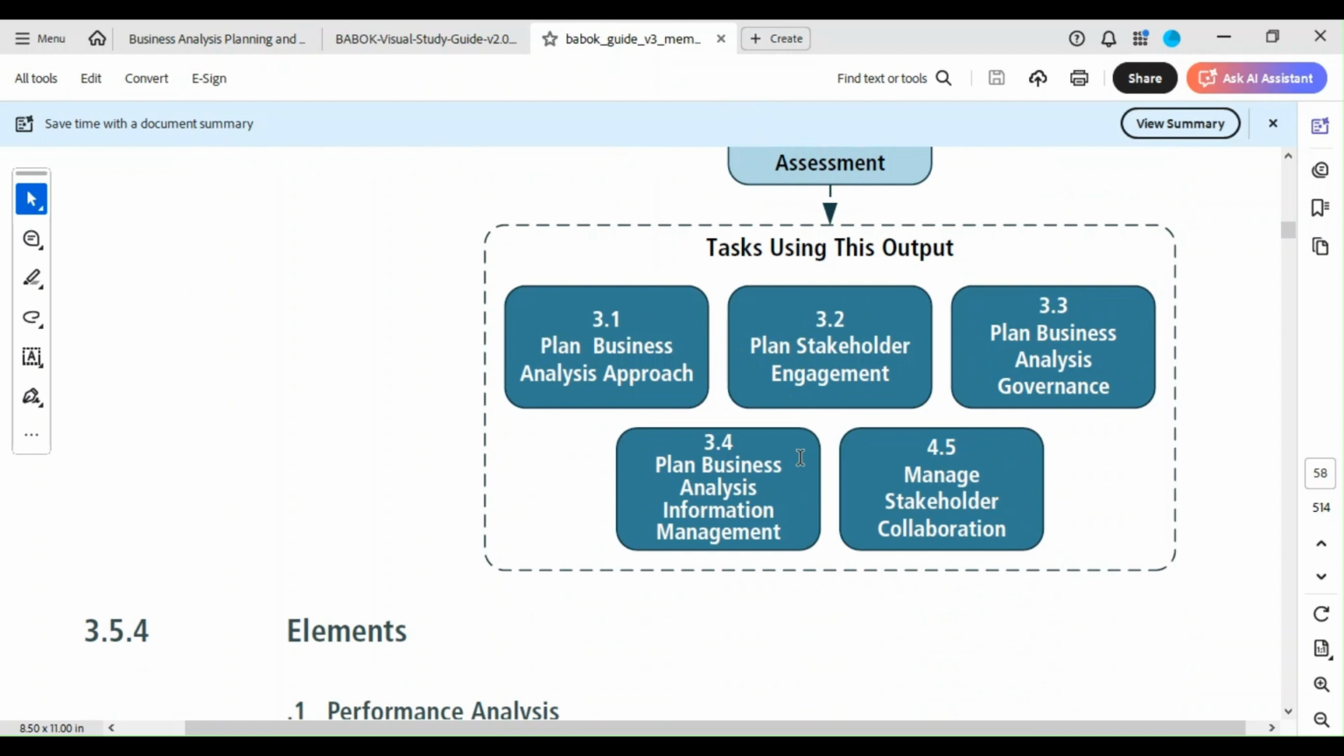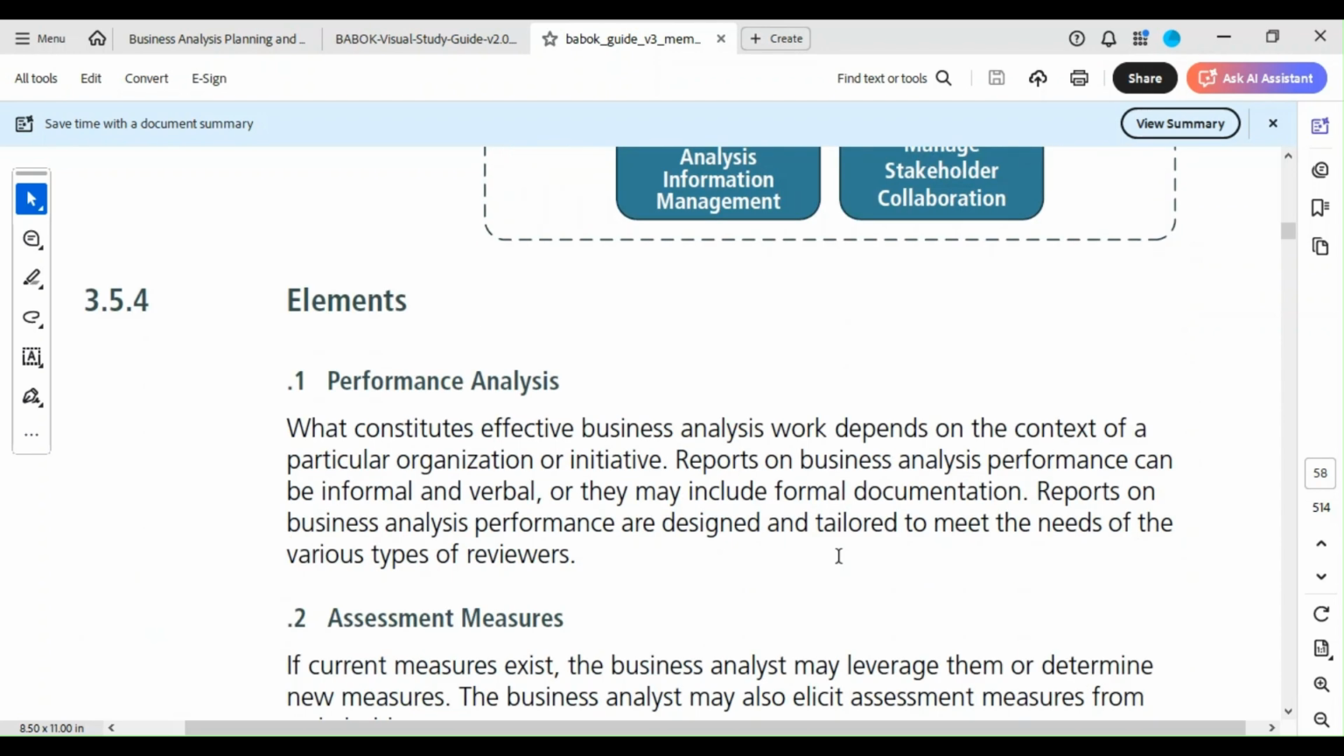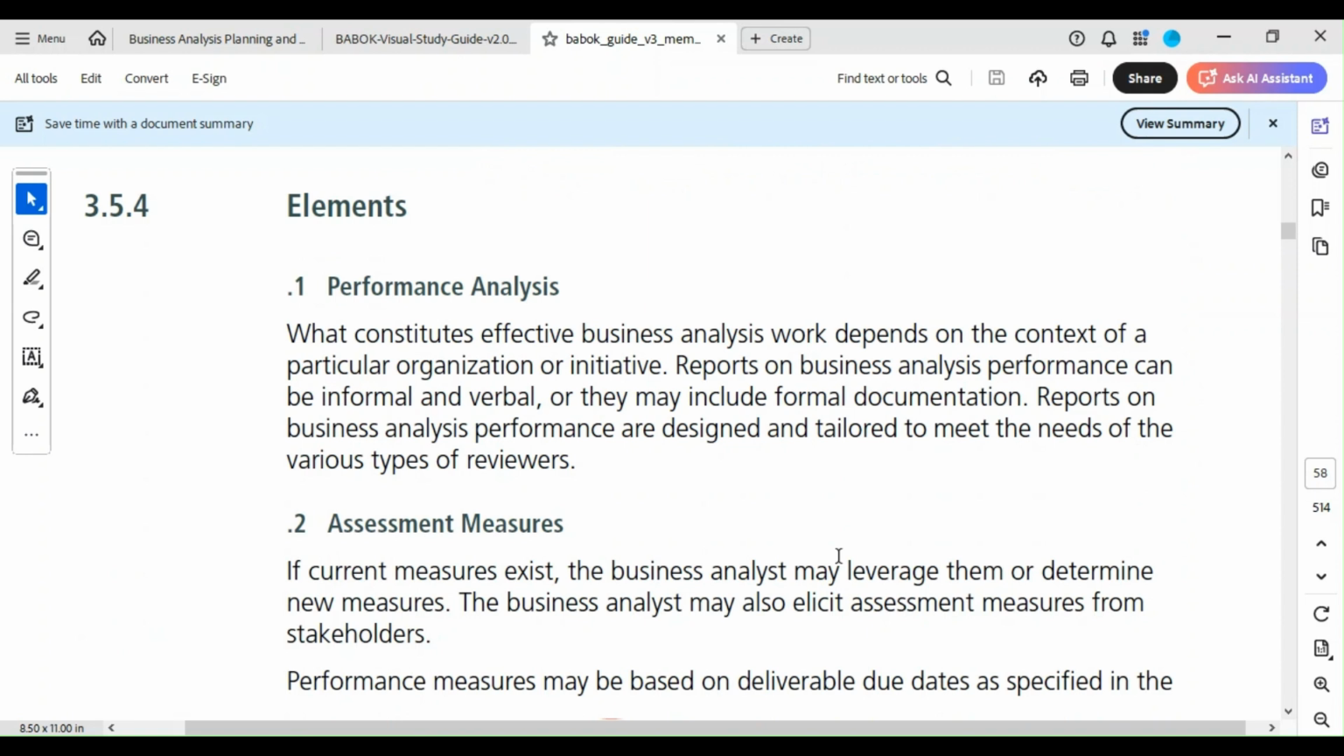So other tasks down the line that will be using this will be business analysis approach, when you are planning your stakeholder engagement, you use it, plan business analysis governance, it uses it, and plan business analysis information management, which is what we're doing now, which was what we did last, then manage stakeholder collaboration. So let's move on to the elements.